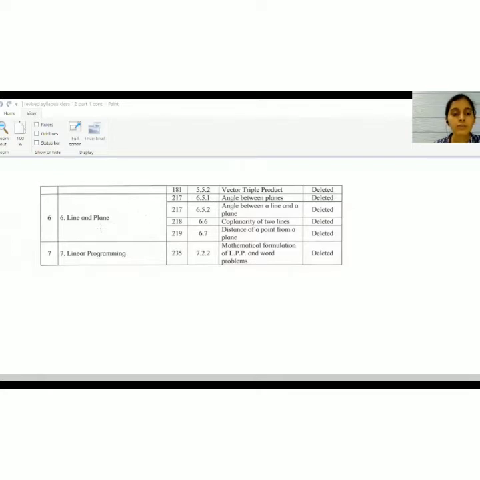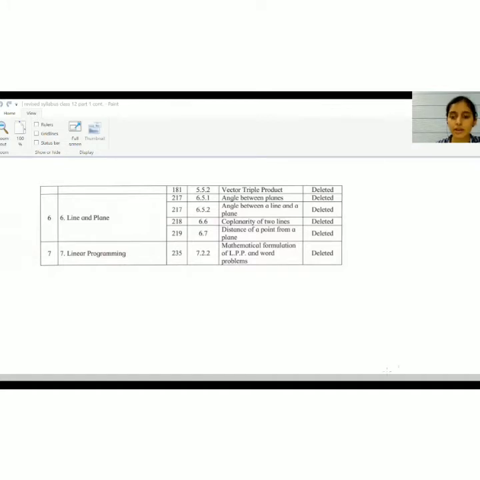Then let's move to the chapter line and plane. Line and plane has 4 topics that they have excluded: angle between planes, angle between a line and a plane, coplanarity of two lines, and distance of a point from a plane. Okay, so they've given you the page numbers as well as the exact topic number: 6.5.1, 6.5.2, 6.6, and 6.7. I'll take you to the chapter so that we know what exactly we are talking about.